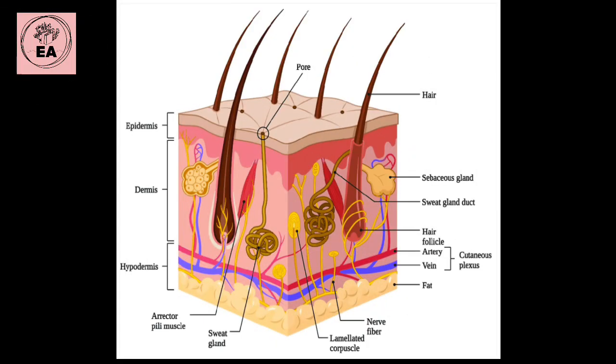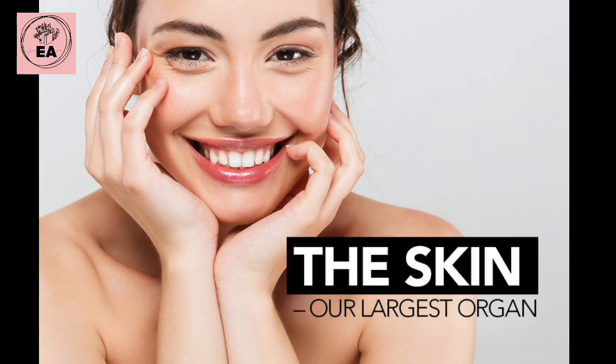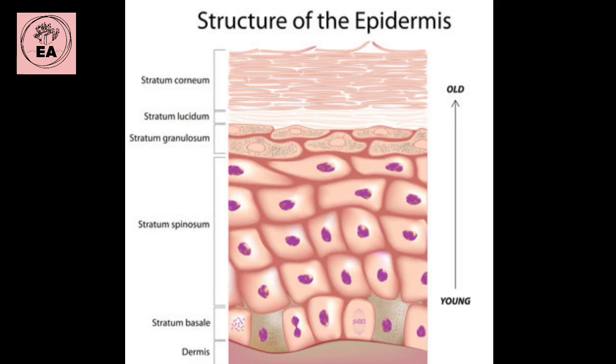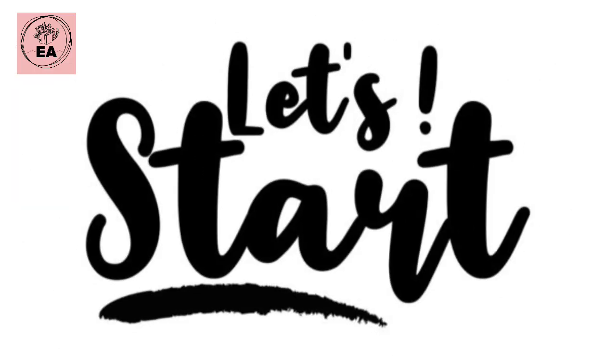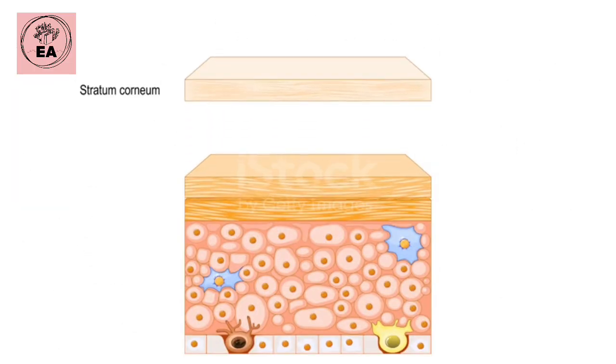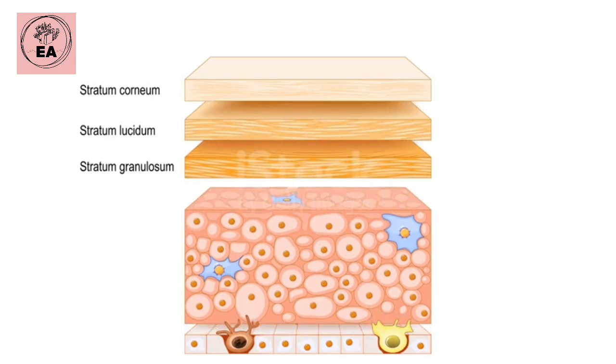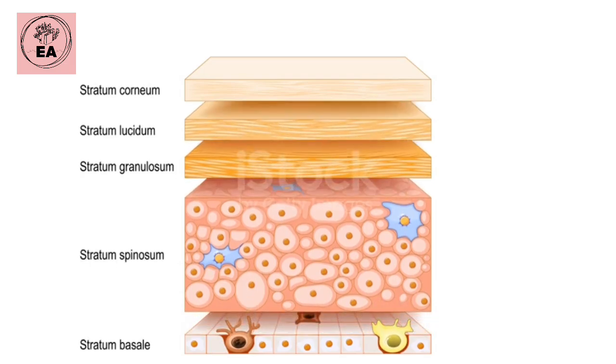So today we are talking about skin structure. So let's start. Skin is the largest and one of the most important organs of our body. Skin has three layers: epidermis, dermis and hypodermis. So in this video we are talking about only the epidermis layer. So let's start. Epidermis has five sublayers: stratum corneum, stratum lucidum, stratum granulosum, stratum spinosum and stratum germinativum.